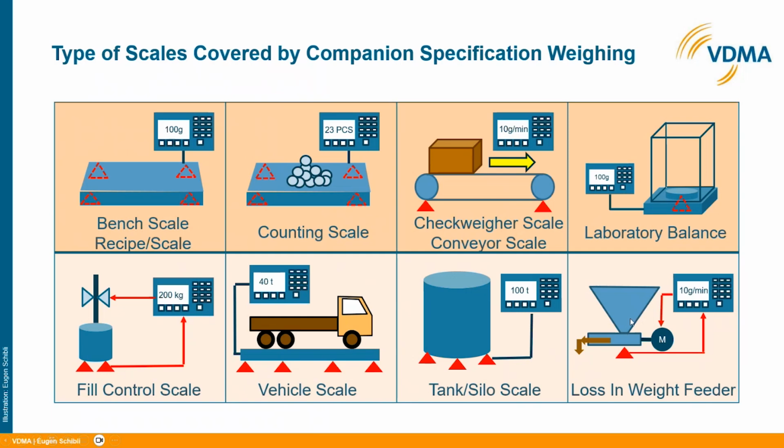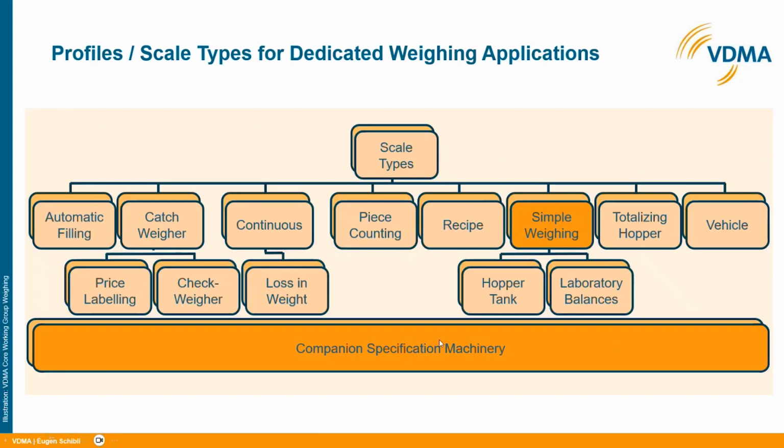This is an application here where you have 10 grams per minute. As you can see here, this is a loss in weight feeder for continuous manufacturing processes. So here you have the full overview of the different scale types for the dedicated weighing applications.